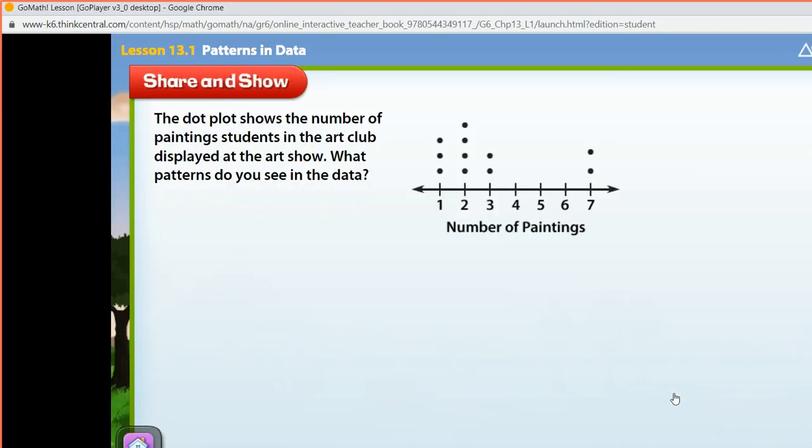The dot plot shows the number of paintings students in the art club displayed at the art show. What patterns do you see in the data? Let's determine whether there are any clusters. Where is the cluster here? We have only one cluster. Tell me about the cluster. Hurry up in the chat. Cluster from what to what? Seven is not a cluster because it's just only one.